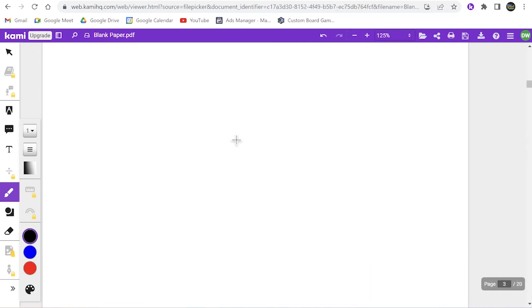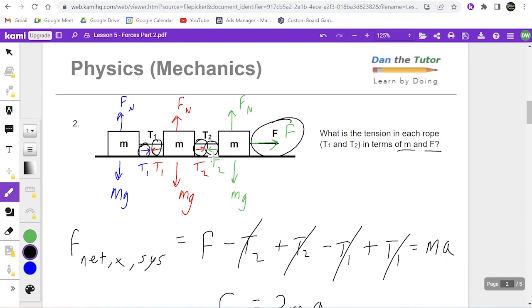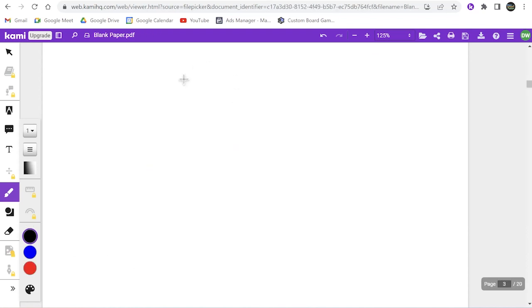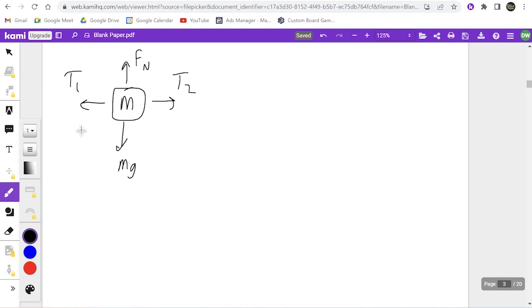So T2, we can either look at the middle box or the right box. Which would we like to look at, the red or the green? Any suggestions? Should look at the red box now. We will look at the red. So for the red, again, normal force, which I probably don't care about. Gravity, which I probably don't care about. To the right, I have T2, and to the left, I have T1.